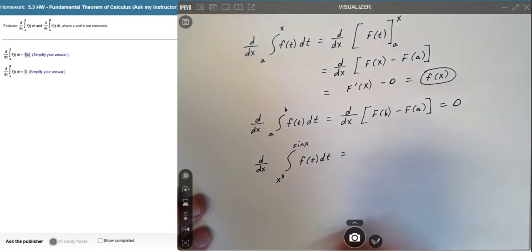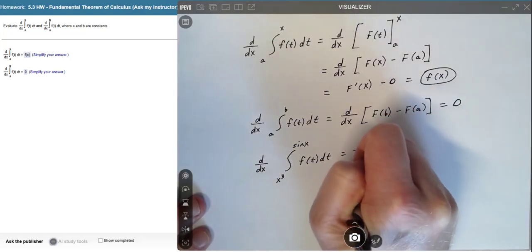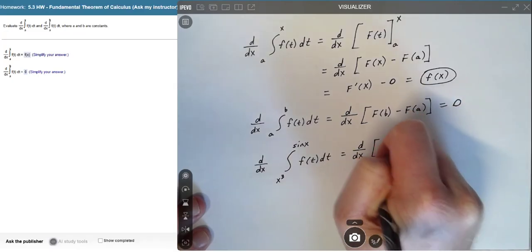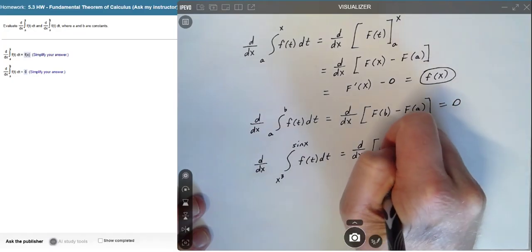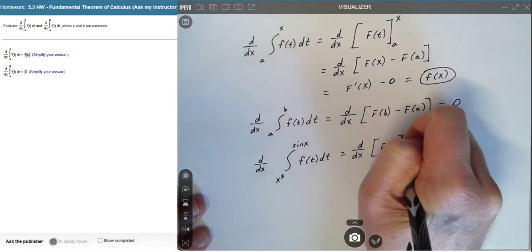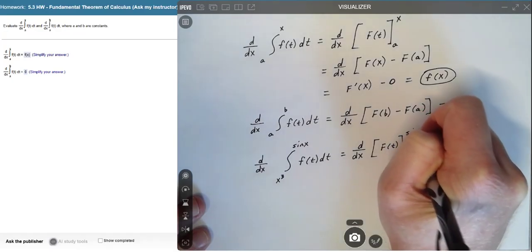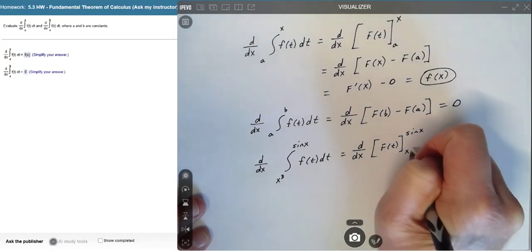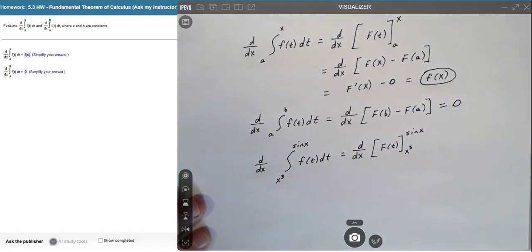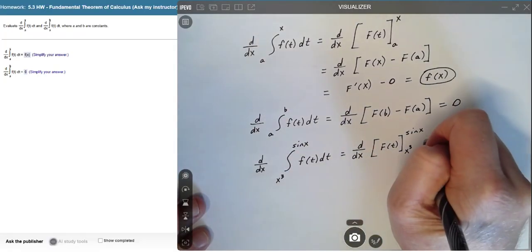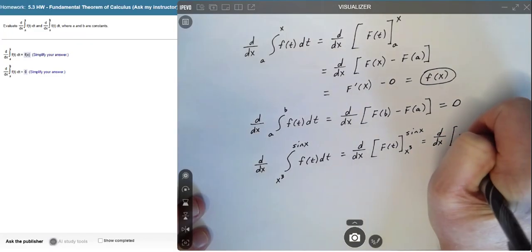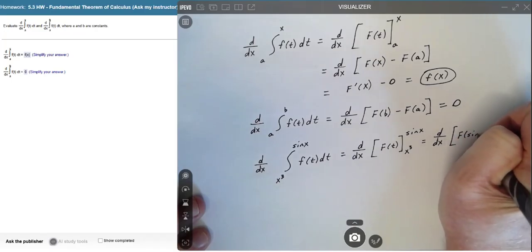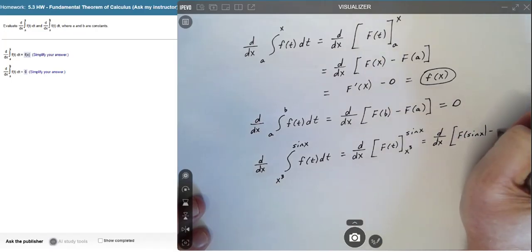So now I'll be taking the derivative with respect to x of the antiderivative of f of t, which is going to be capital F of t, but it's going to be evaluated at these limits of integration, both in terms of x. I'll have from x cubed to the sine of x. So I'll be saying this is the derivative with respect to x of the antiderivative evaluated at the sine of x minus the antiderivative evaluated at x cubed.